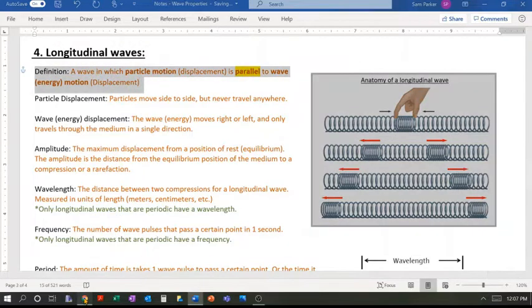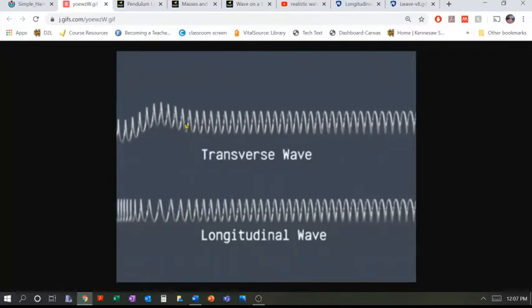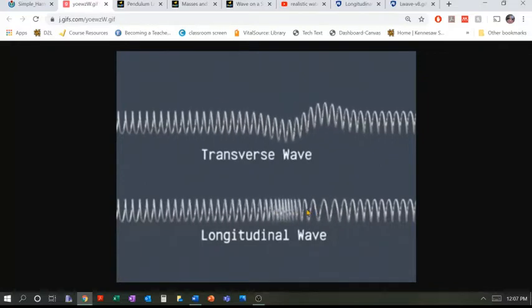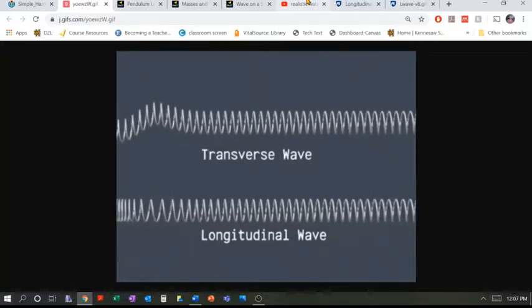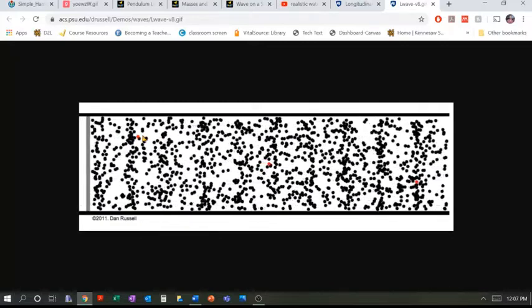So I can show you that easily here. See, notice the transverse wave, the particles go up and down. But here in the longitudinal waves, the particles move side to side, and so does the wave. It moves to the side. Here's another one. You can see the wave fronts here, the pulses are moving to the right. But if you look at an individual particle, it moves to the right and the left. So the direction of the particle and the wave pulse are always parallel. That's what makes this a longitudinal or compression wave.